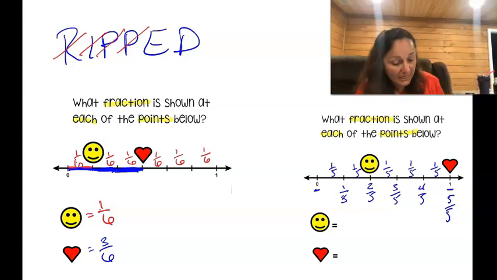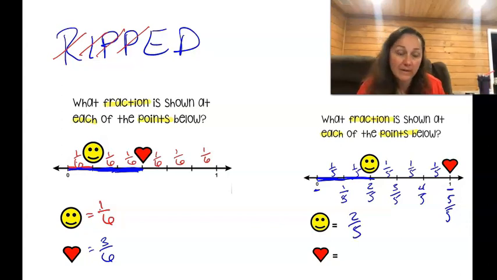So now looking at my spots, I can just count right up my number line. This would be 1/5. This would be 2/5. So my smiley face is at 2/5. And when I number my number line, that's exactly where he goes. And my heart, who is at the one, my one and only heart, is at what fraction? Which would be 5/5. And my 5/5 is equal to 1.